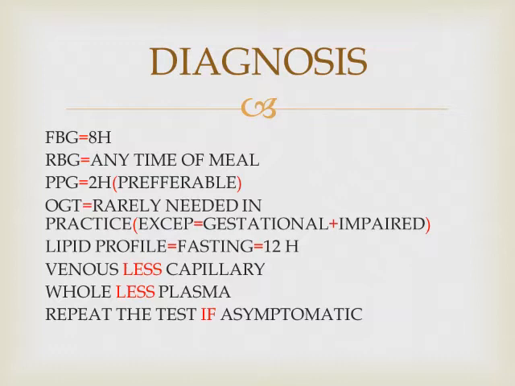If we withdraw the blood from a venous source, the glucose would be less than the capillary, and the whole blood glucose would be less than the plasma. If the random blood glucose or the fasting blood glucose is high, it is preferable to repeat the test if the patient is asymptomatic. But if the patient has symptoms, the first reading is enough for the diagnosis.